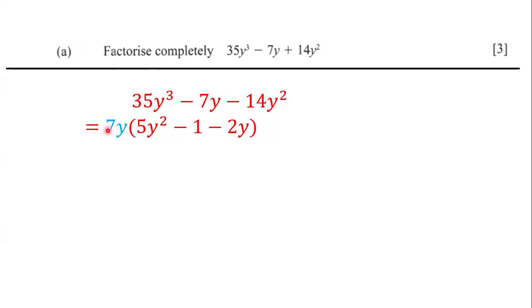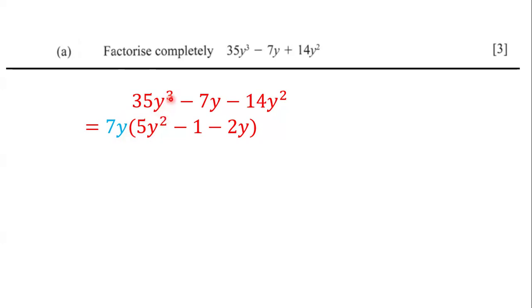Next, we ask ourselves, okay, what times 7 gives us 35? Well, the answer is 7 times 5 gives us 35, and that's why we put the 5 here. And we ask ourselves, okay, well, what times y gives me y to the third power? And the answer is y times y squared is y to the third power.